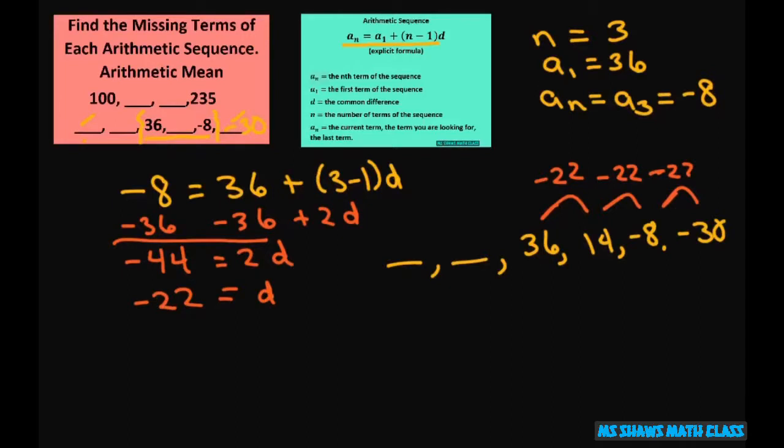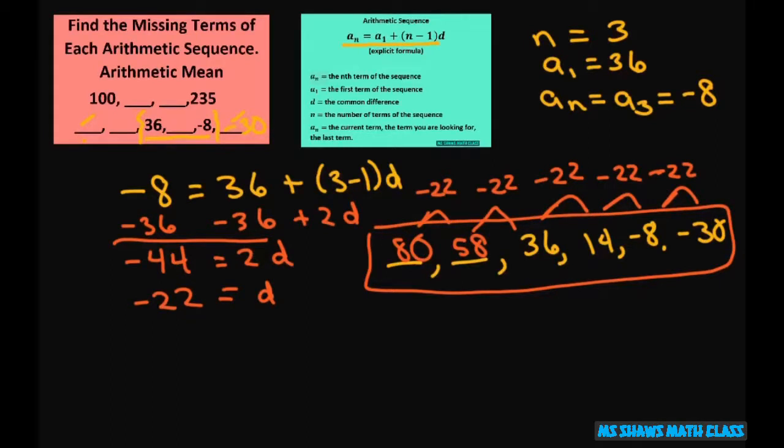Now, if you want to go higher, we also need these all to be negative 22. So to go backwards, you've got to add 22. So that's going to be 36, add 22, you get 58. Add 22 and you get 80. And then that's your sequence.